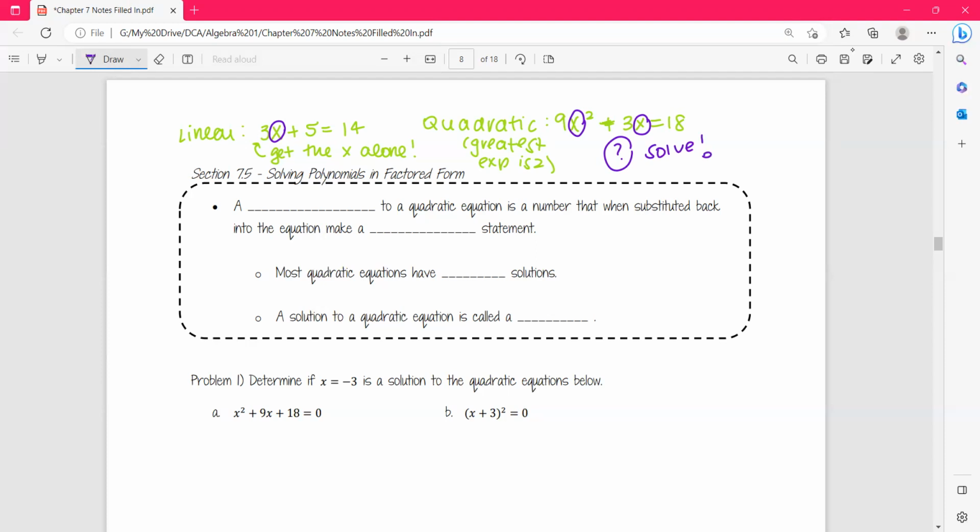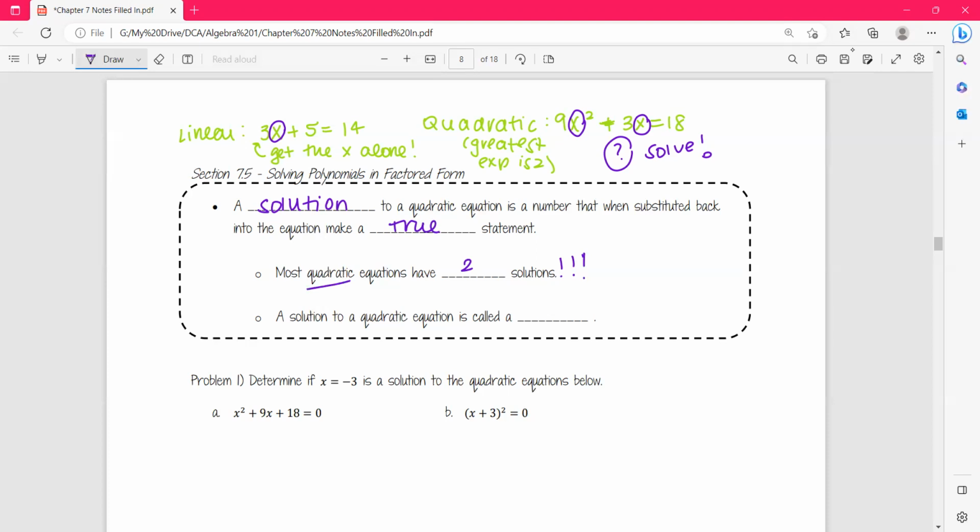Okay, so let's talk about a solution to a quadratic equation. It is a number that when substituted back into the equation makes a true statement. Most quadratic equations have two solutions. Can you believe that? We've got two answers that we're going to be getting.